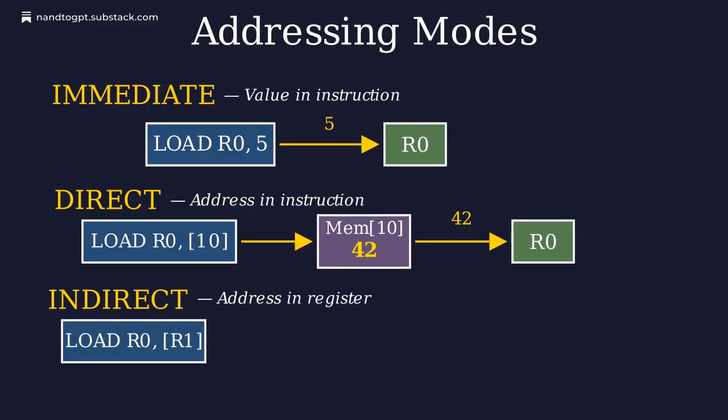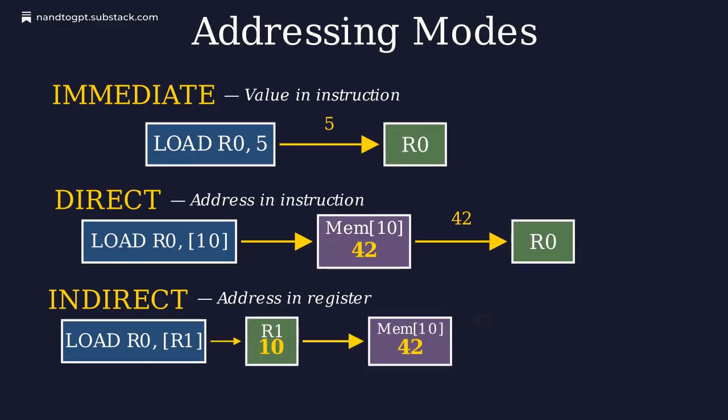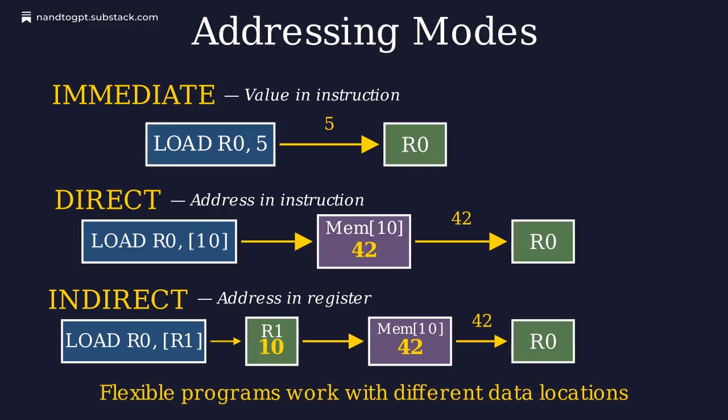There's even indirect addressing. The register holds an address, and we load from wherever that points. If register 1 contains 10, then load from register 1 means read from address 10. Why does this matter? It lets us write flexible programs that work with different data. We can process a list of numbers at different memory locations without changing the code.